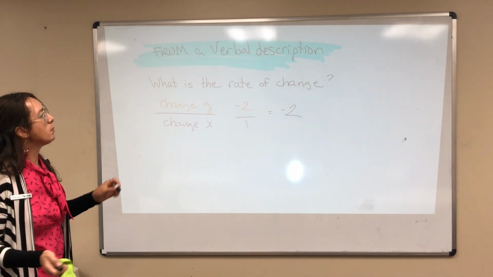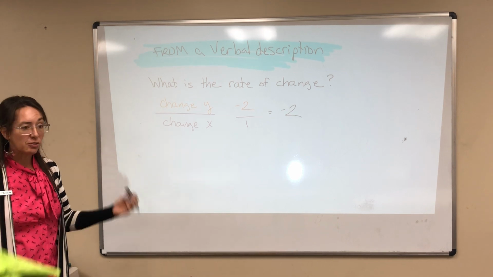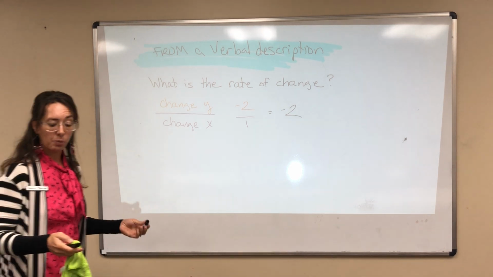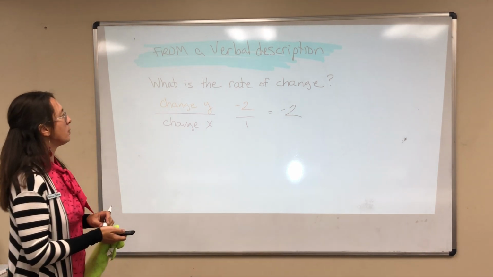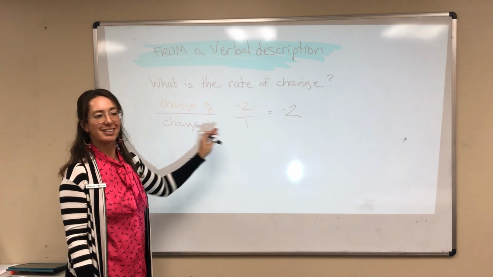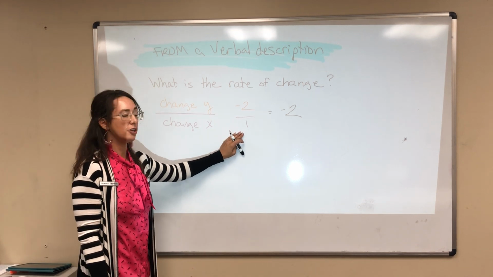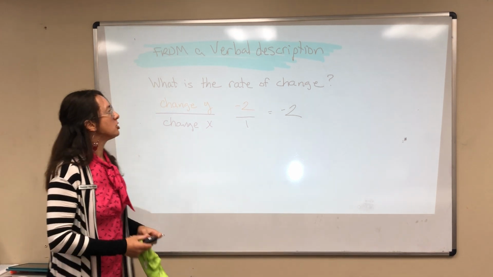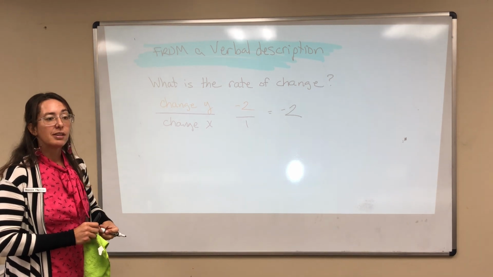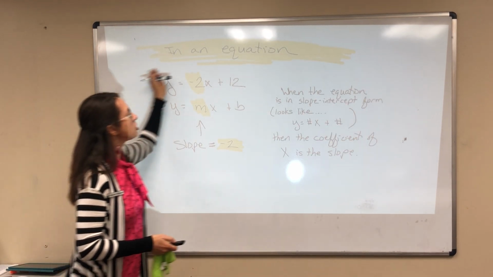Okay? From a verbal description, what is the rate of change? Rate of change means slope. They're just asking you, what is the slope? When the change in y is negative 2 and the change in x is 1, we would just plug it in. Change in y negative 2, change in x 1. My rate of change is negative 2. Yep. All right?